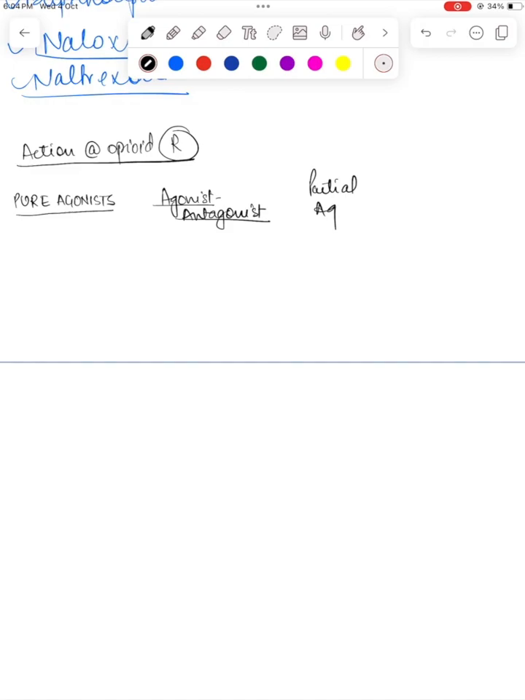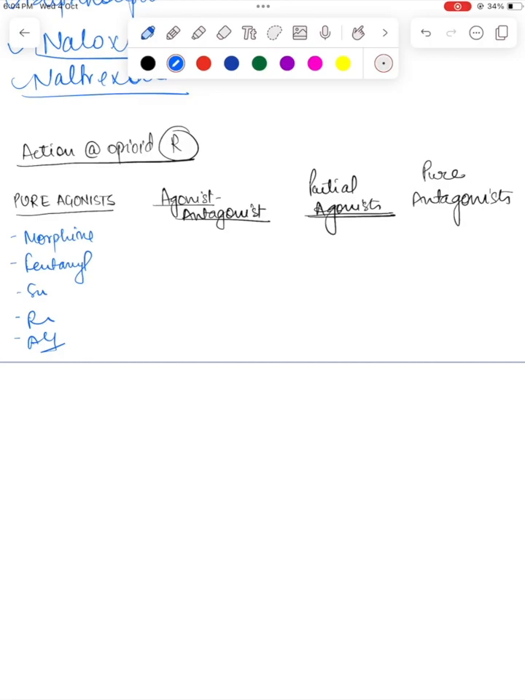Then you could also have partial agonists that have agonistic activity but not nearly as strong as some of the pure agonists such as morphine. And then you also have pure antagonists. So pure agonists include naturally morphine and fentanyl, sufentanil, remifentanil, alfentanil, etc. Agonist-antagonists include pentazocine. So Fortwin is actually an agonist-antagonist drug.